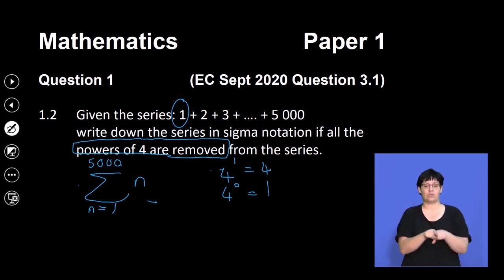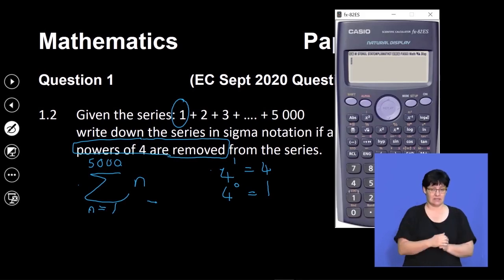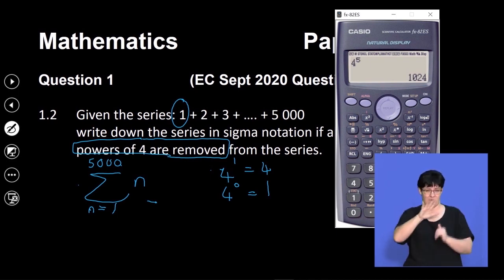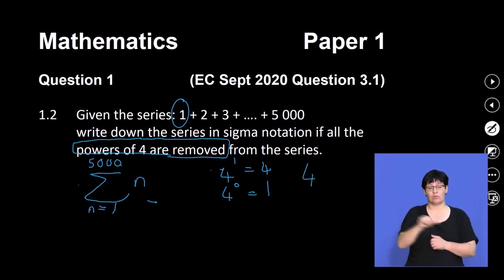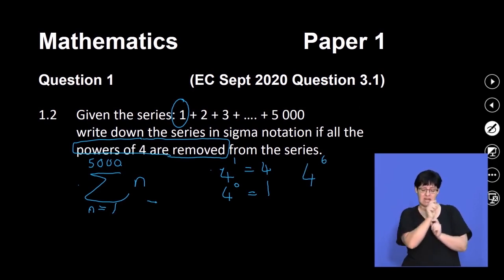So we now also need to think about what the biggest power of 4 that is less than 5,000 is. So we're going to have to go to our calculator for that. Let's try, if we do 4 to the power of 5, that gives us 1,024, which is less than 5,000. If we do 4 to the power of 6, which is going to be 1,024 times 4, that takes us to 4,096. So in other words, 4 to the power of 6 is the biggest power of 4 that is inside that series of numbers.